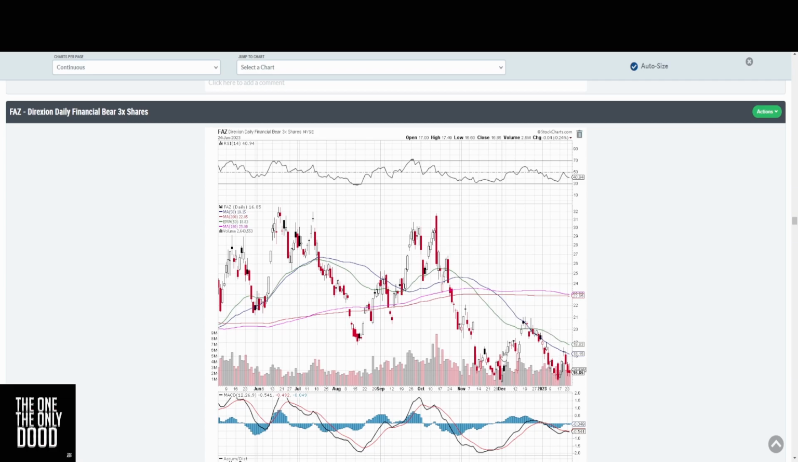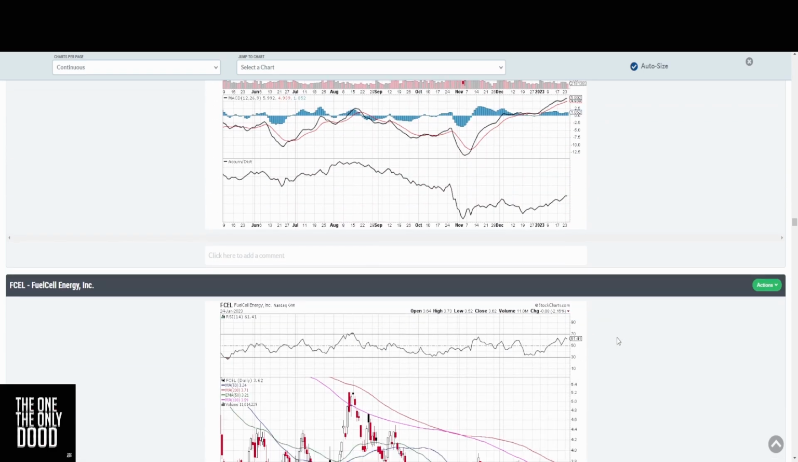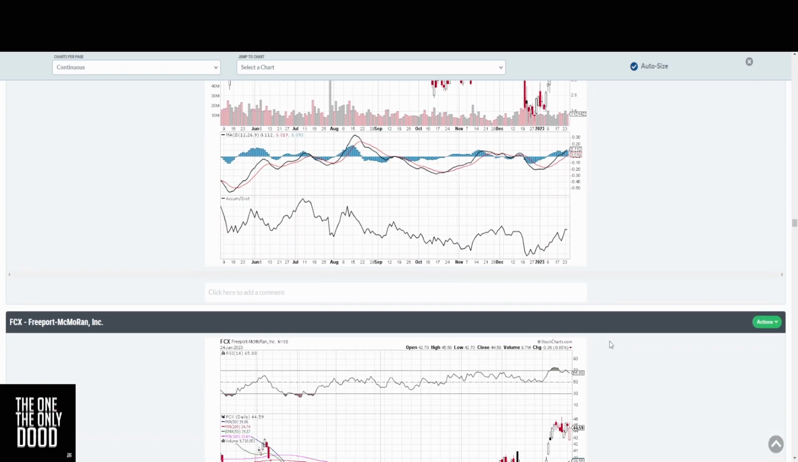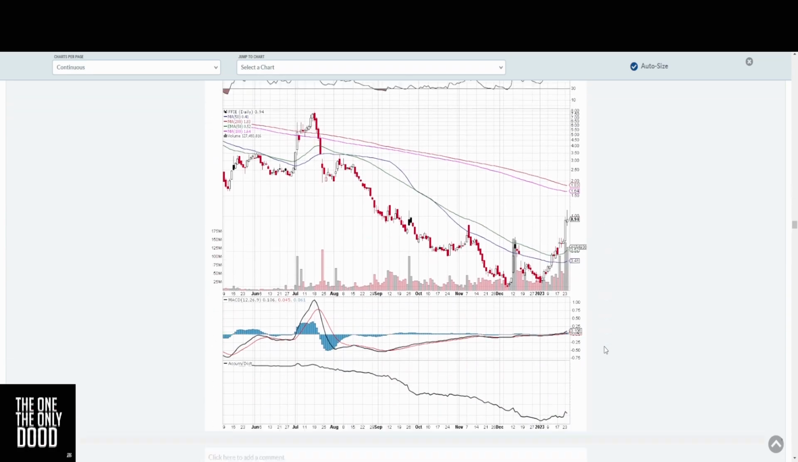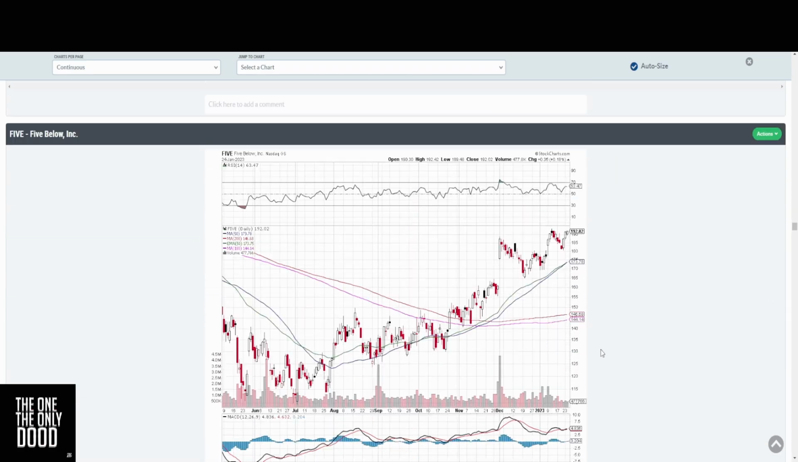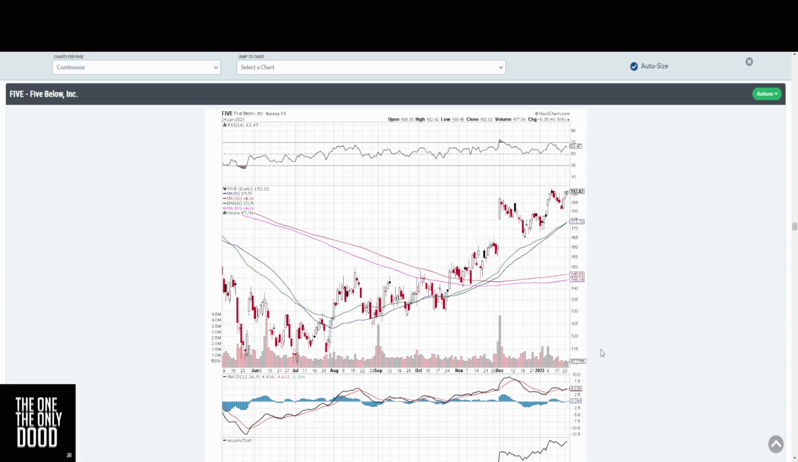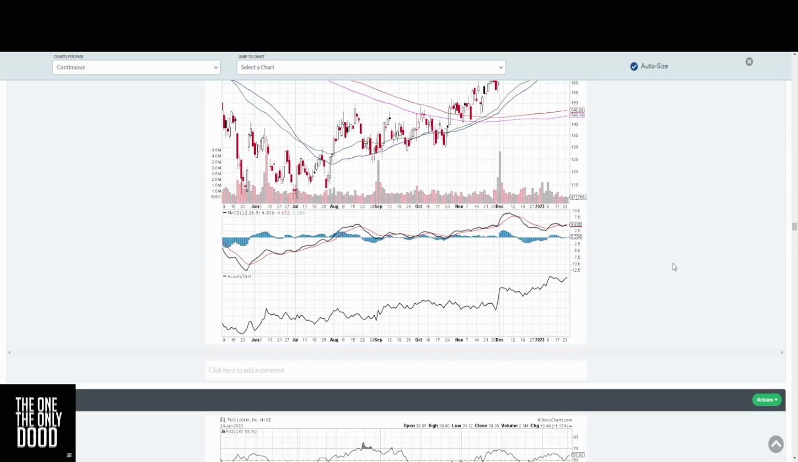FAZ is bullish, but you need to give it some time to form. Five, I would consider bearish. We still need some time for it to form as well, but 5 is bearish as well.